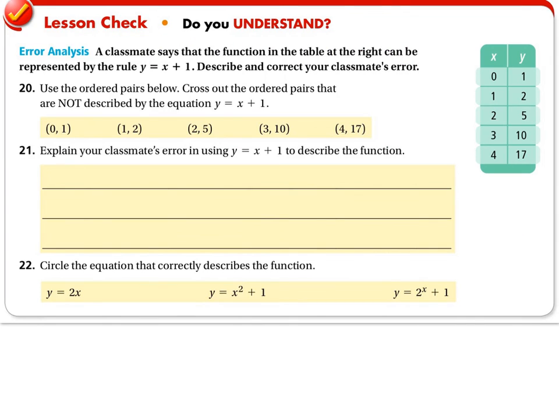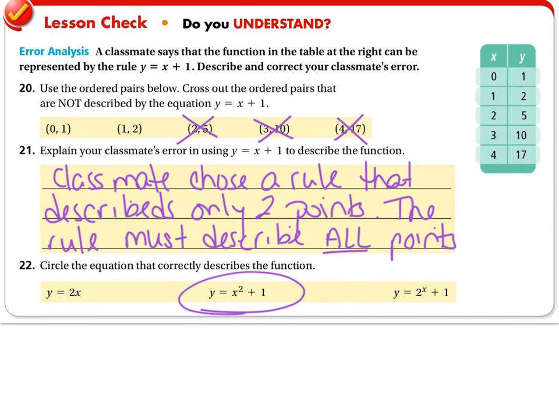Take a moment, please. Stop the video. Work through both the lesson check and the math success, and then turn this back on and check your work. Well, how'd you do? Remember to write down any questions you have and bring them to class tomorrow.